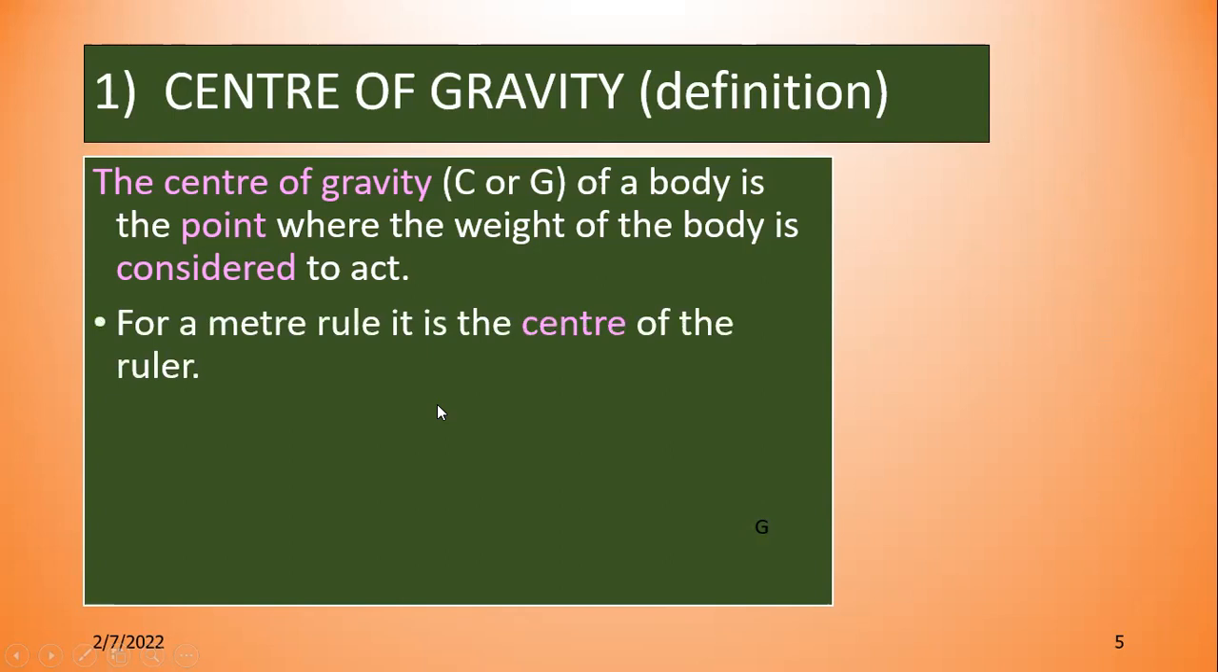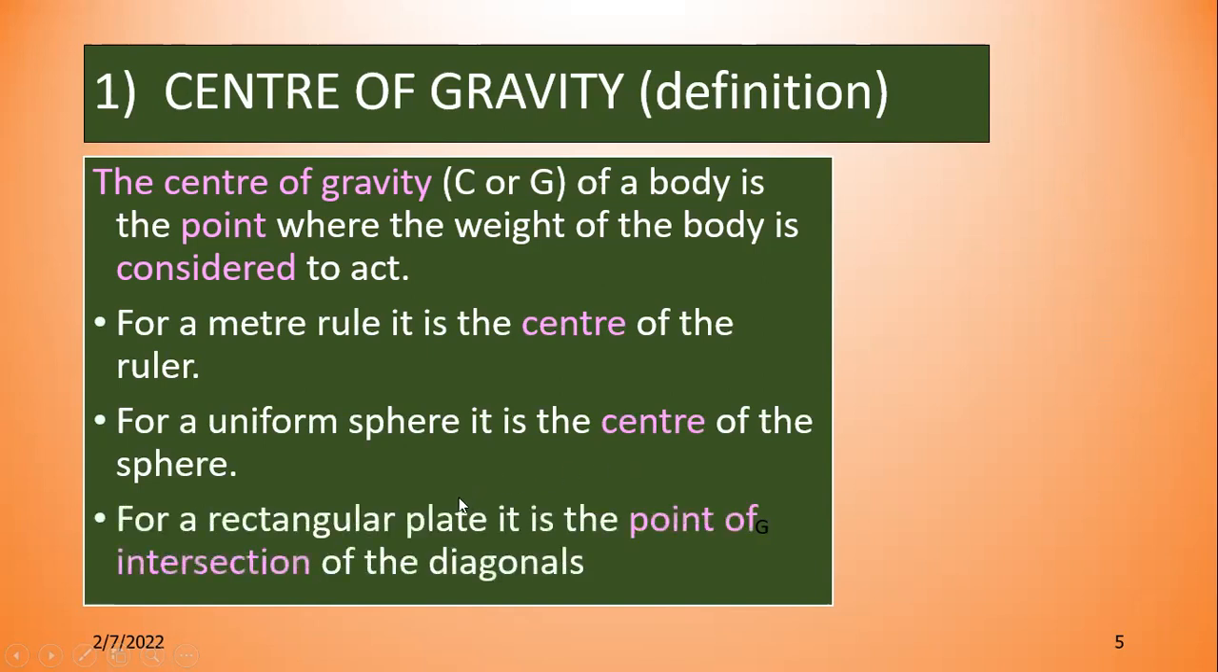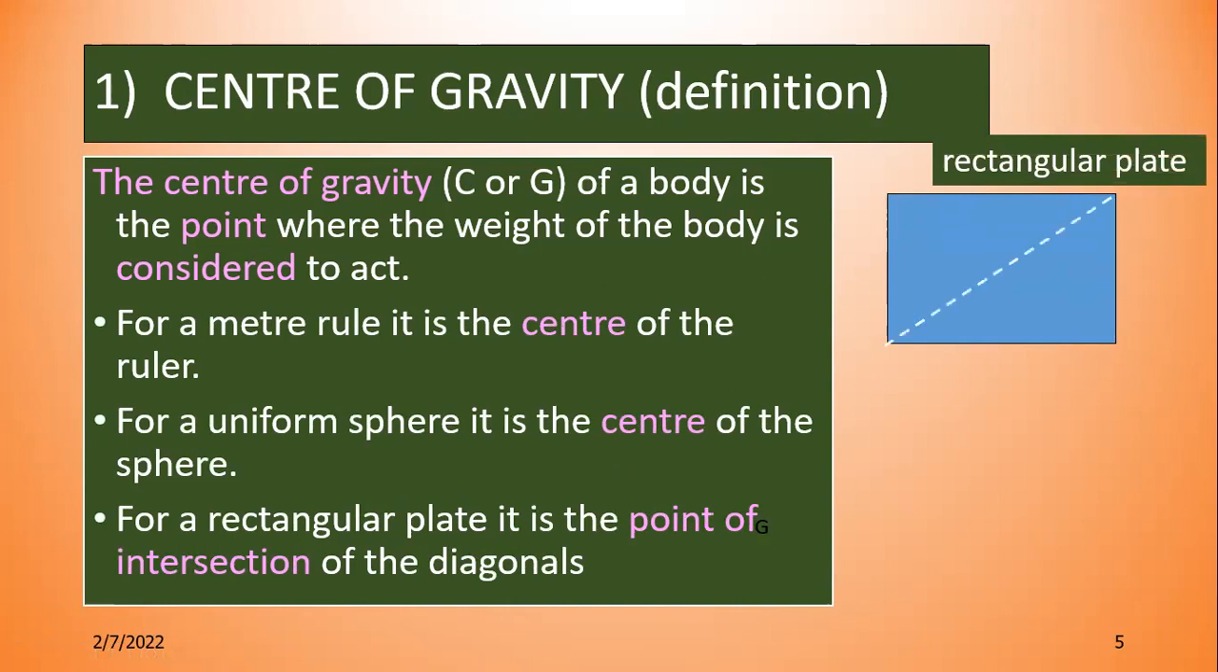For a meter rule, it's the center of the ruler. For a uniform sphere, it's the center of the sphere. For a rectangular plate, it's the point of intersection of the diagonals. If there's a uniform plate there, you draw the diagonals, and where they intersect, there's our center of gravity, C or G. And that's where our weight is considered to act.